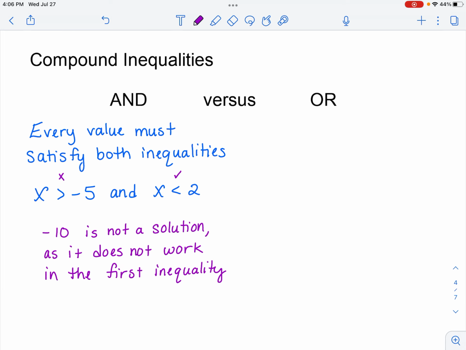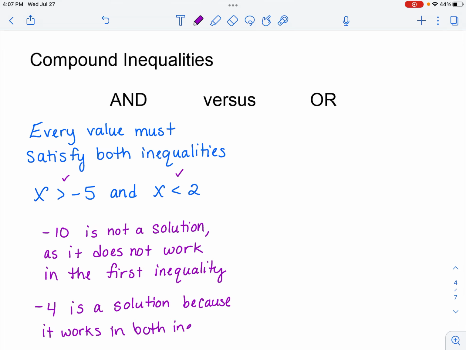Okay, so what could be a solution? Well, how about -4? So let's think about -4. Is -4 bigger than -5? Well, yes, it is, so it works in the first inequality. Is -4 smaller than 2? Yes, it is, so it works in the second inequality. So -4 is a solution because it works in both inequalities.